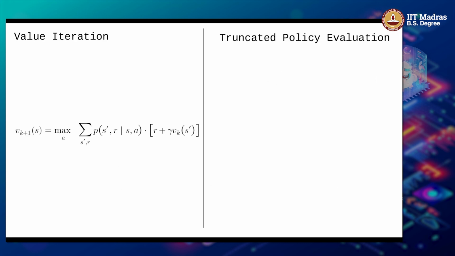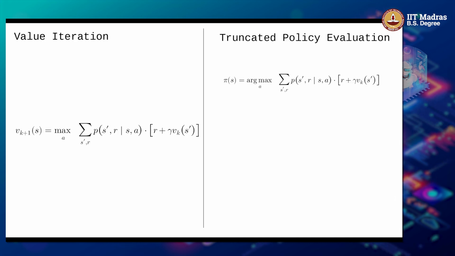The other way is to see it as some form of policy iteration in which the policy evaluation step is truncated. So assume that you have some value function Vk at some stage in the algorithm, right? So if you behave greedily with respect to this Vk, then you will get a new policy pi. Okay, so this is the policy improvement step in policy iteration.